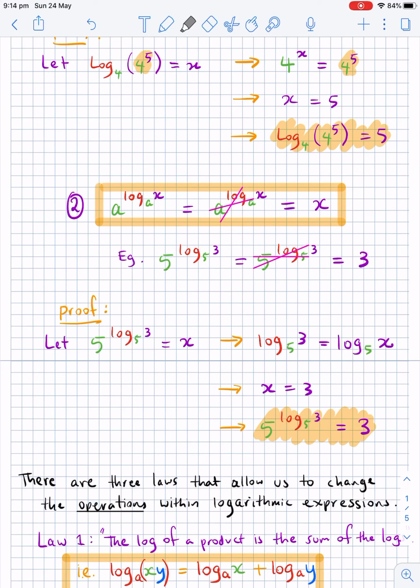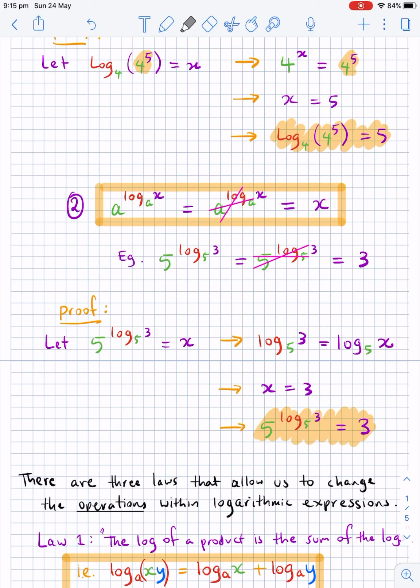Situation 2, which can cancel, is when you have a base of a being powered to the log base a. The log has to be a power, otherwise it won't cancel. You can see here that the base a cancels with the log base a, leaving you with whatever was with the log in the first place, so that equals our x. An example is right here: a base 5 being powered to a log base 5. The 3 is with the log base 5, and this expression is going to be equal to that 3.